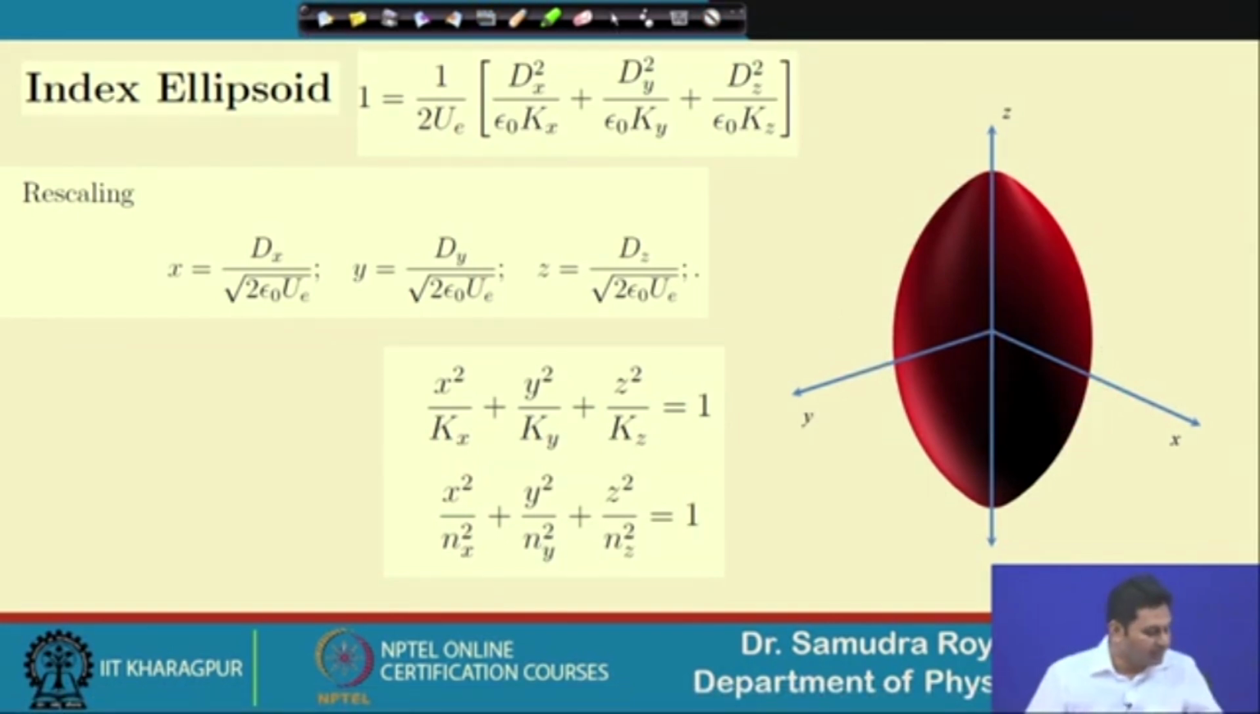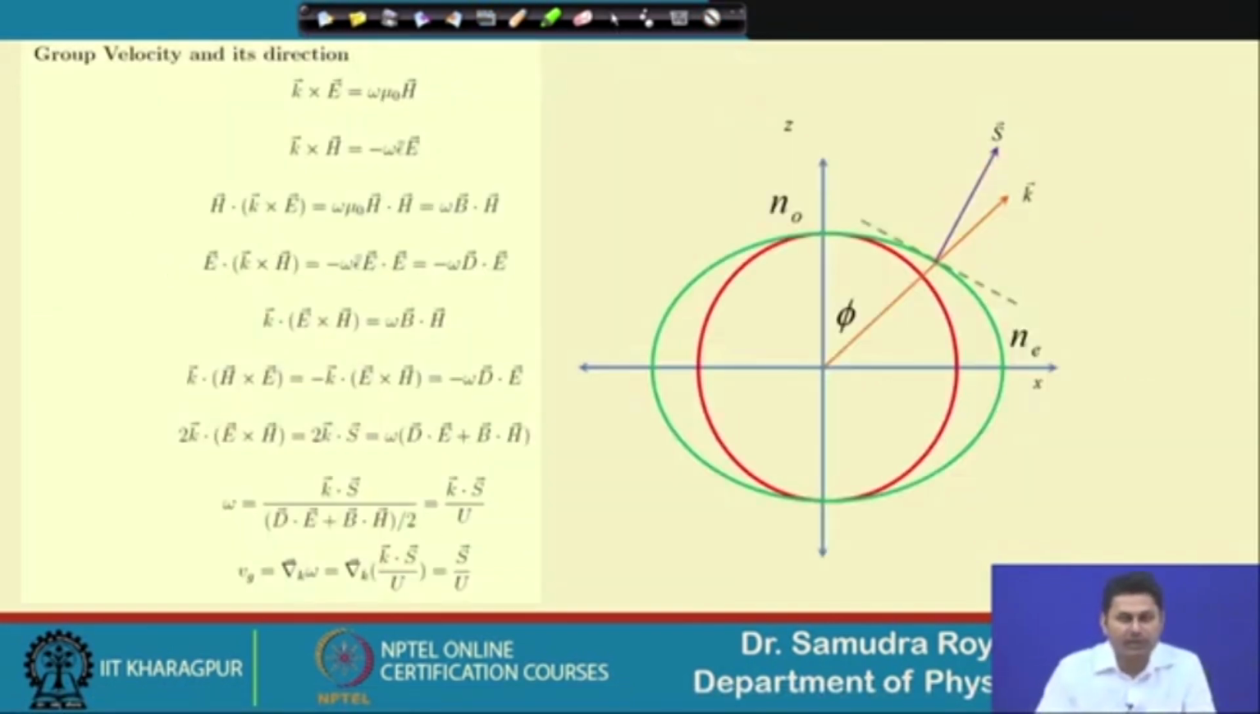After having the concept of the index ellipsoid, we will try to find out one other important thing, that is the group velocity and its direction. So far we have been dealing with the direction of k, but now we will try to find out in which direction s will propagate. We already know that k and s, these two vectors, will not be parallel if the system is anisotropic. That is the thing we have already figured out. But here we find that the direction of the group velocity is the same as the direction of the s vector. So this treatment is quite straightforward.